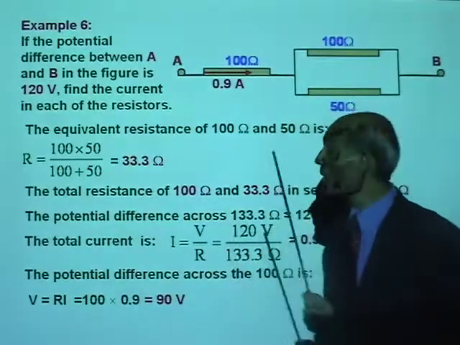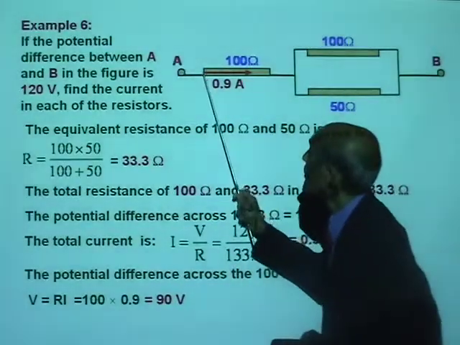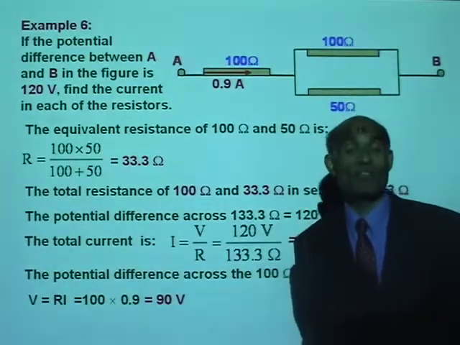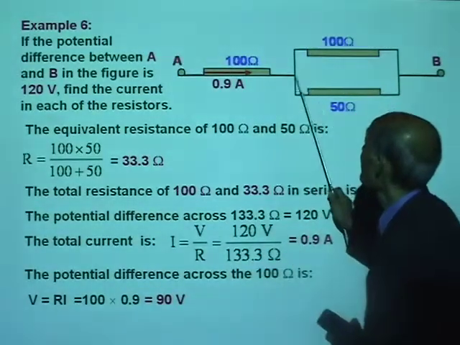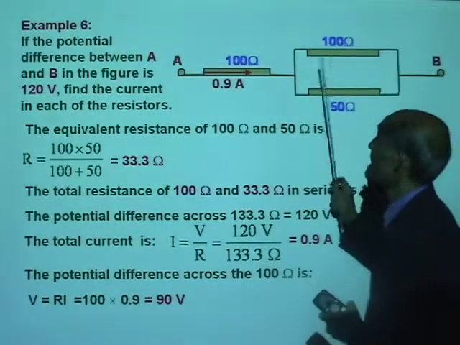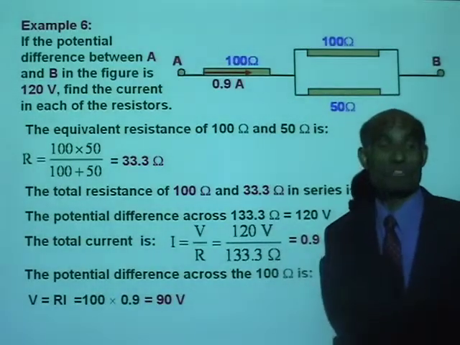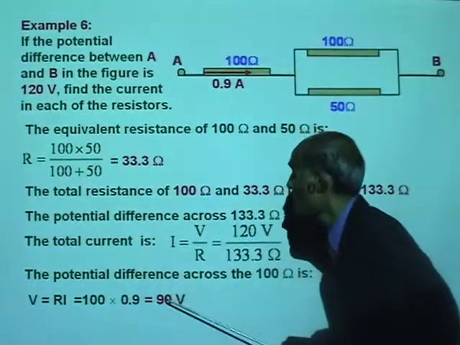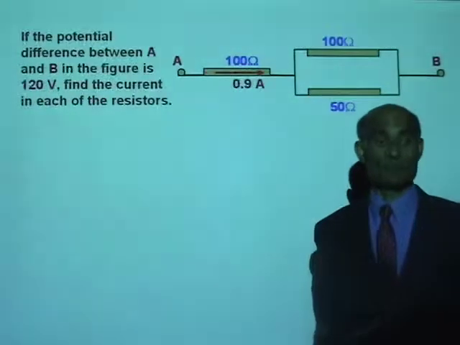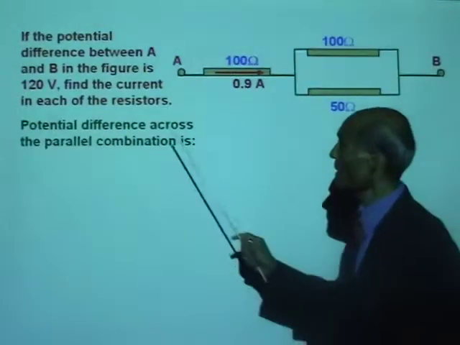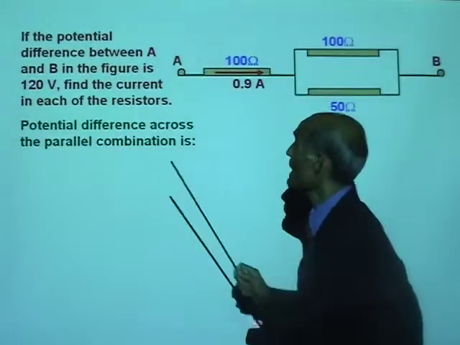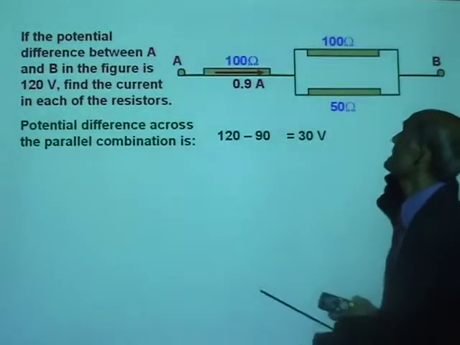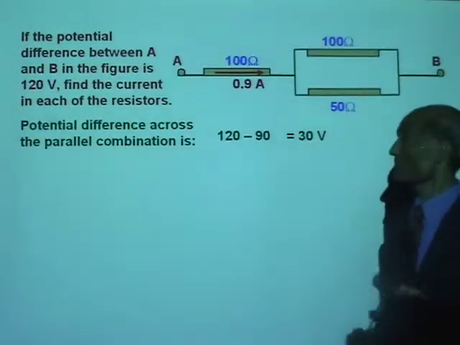120 volts. Out of that, 90 volts occurs across the 100 ohm. Therefore, what is the potential difference across the parallel combination? The potential difference across the parallel combination is 120 minus 90. Alright? The potential difference across the parallel combination is 120 minus 90, which is 30 volt.